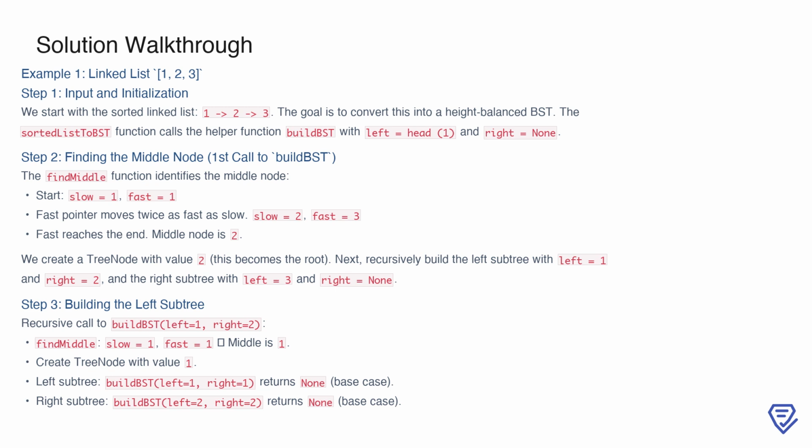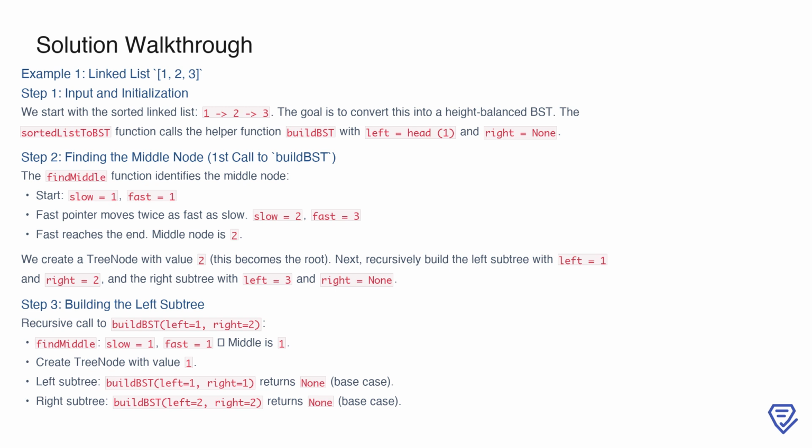To begin, we are given a sorted linked list containing the values 1, 2, 3. Our goal is to convert this into a height-balanced binary search tree. The process starts with the sortedListToBST function, which delegates the task to a helper function called buildBST. The initial call to buildBST specifies the range of the list to be processed, with the left pointer set to the head of the list, which is 1, and the right pointer set to none.